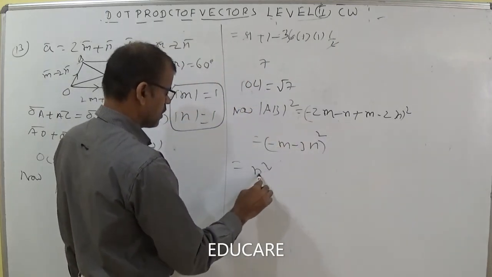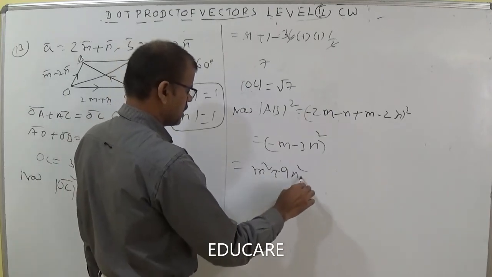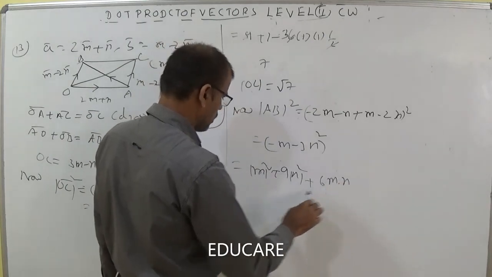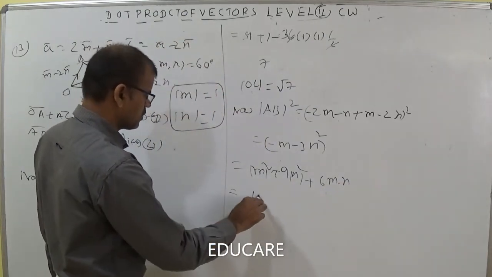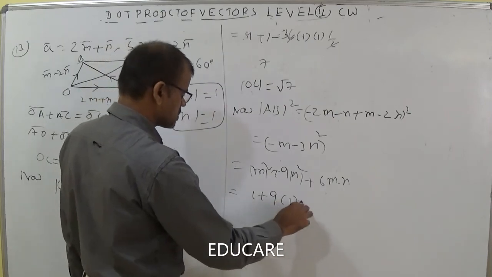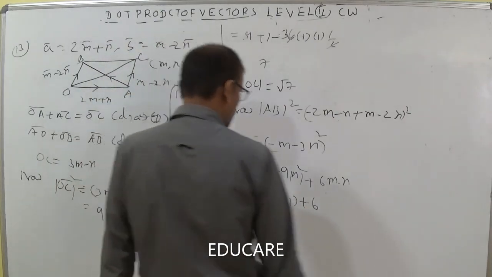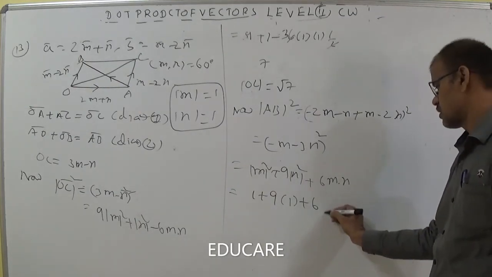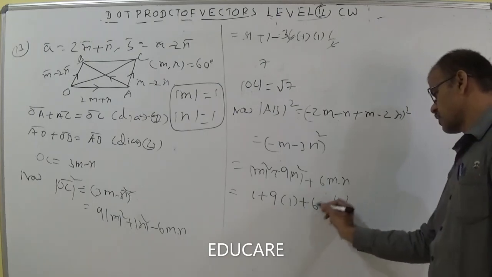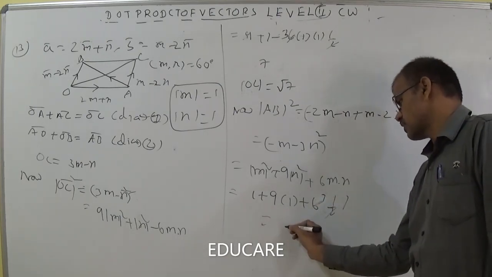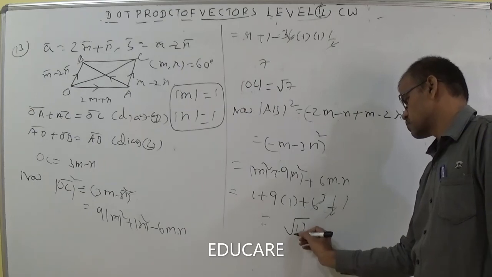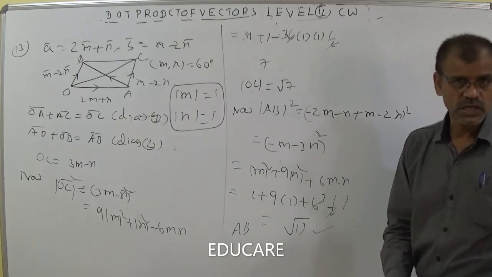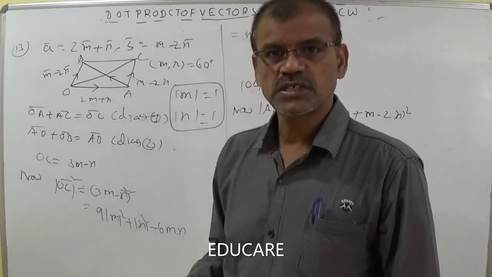So you can write now m² + 9n² + 6 m̄·n̄. The magnitude of m² is 1, plus 9 into 1, plus 6 into |m| |n| cos θ, 1 into 1 into, what is the value of cos θ here? Cos 60 is 1/2. You can write 3. 9 plus 1 is 10, 10 plus 3 is 13. So the modulus of AB is equal to √13. It is a diagonal. Okay, let us discuss in the next class.